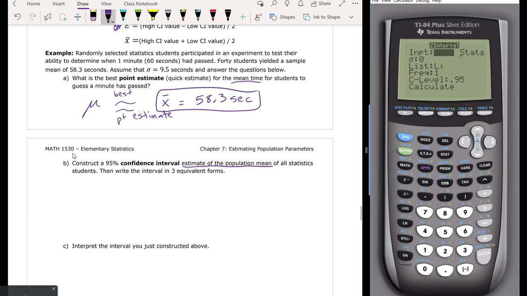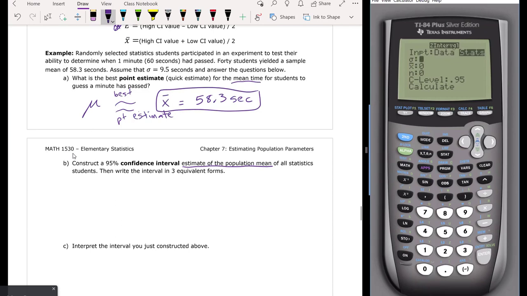Data, you mostly would just use if you had a list of data. There may be one problem in the homework that has that, but most of the time you're just going to be given the summary stats. But if you had a full list of data, like all your data points, and they didn't give you the mean in the wording or whatever, then you might use data. But for us, we're going to use stats, and then you just have to fill in these fields here.